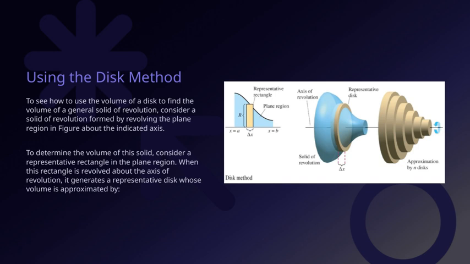To see how to use the volume of a disk to find the volume of a general solid of revolution, imagine the plane region shown in the figure being revolved around the specified axis. By summing up these disks, small slices from the region, we can find the total volume of the solid. This approach is what we call the disk method, and it's a powerful tool for calculating volumes generated by revolution.